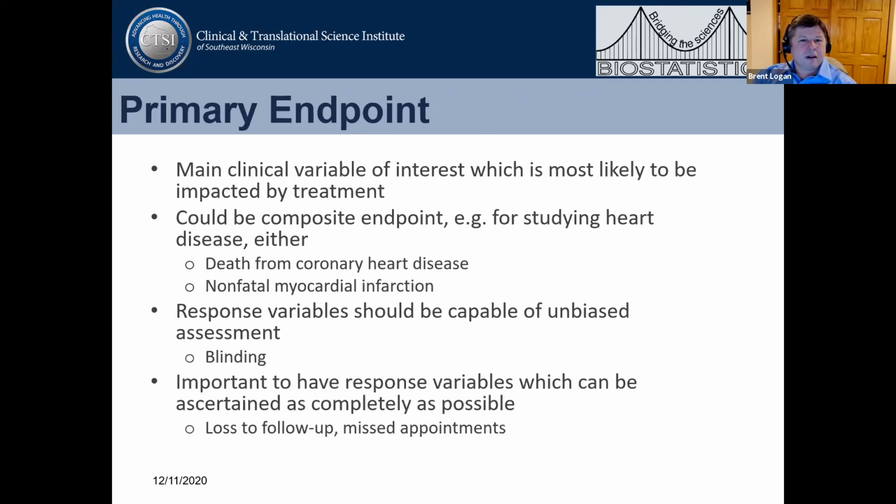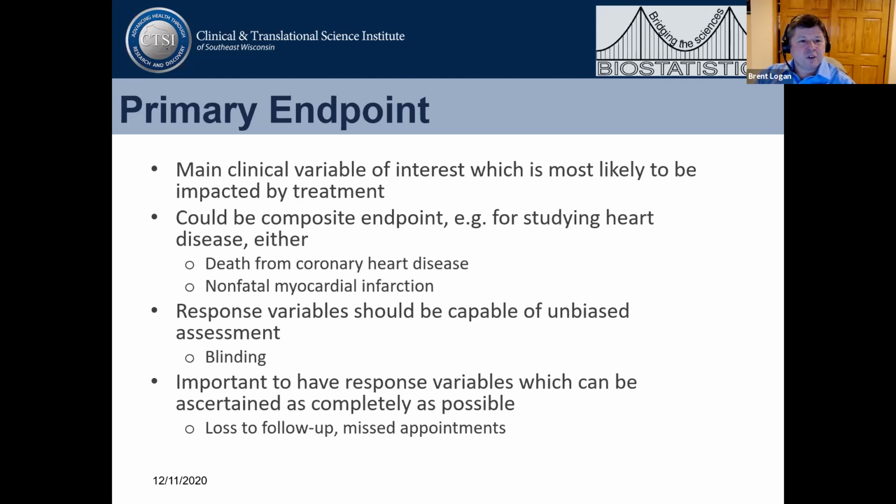So I think we're on this slide. The primary endpoint should be the main clinical variable of interest that's most likely to be impacted by treatment. Oftentimes, this is a composite endpoint. For example, if you're studying heart disease, you could count death from coronary heart disease as well as non-fatal myocardial infarction. Part of the reason for using a composite endpoint is that you boost the number of events, and the power of a study is often based on the number of events that you see. So by including multiple types of events, you can boost your power.